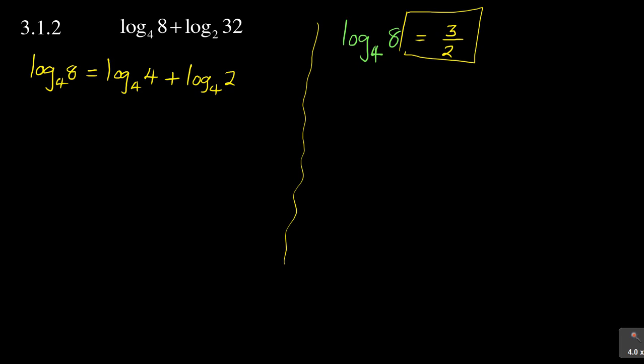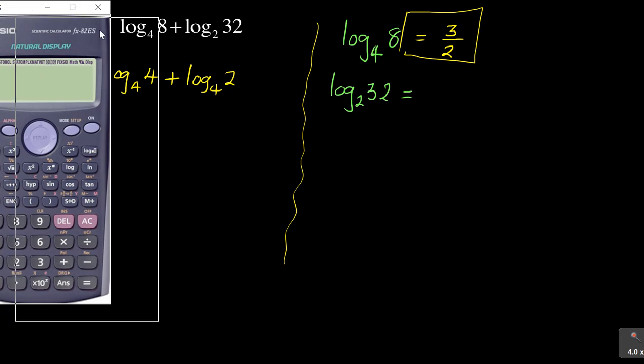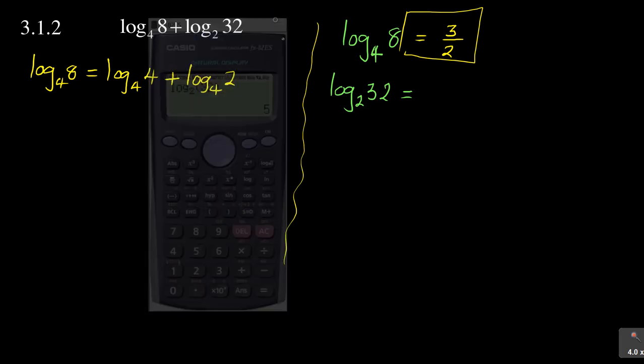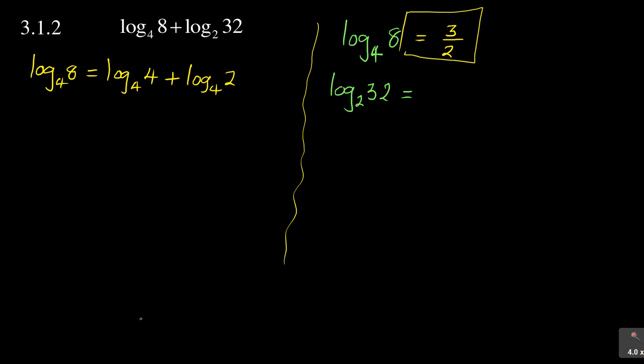Now let us look at the next one. Log base 2 of 32 is equal to, again, you can use a calculator for that one and check what it gives you. That's log 2 of 32. It gives us a 5. So you can see that this is equal to 5 when we use a calculator, and remember, the question says we mustn't use a calculator. So now we have to prove how the calculator got the 5.